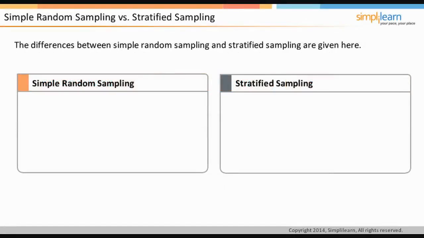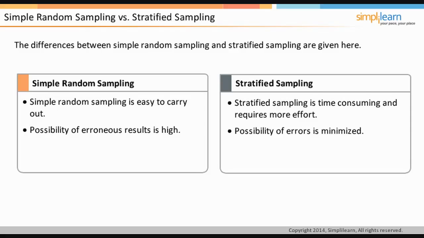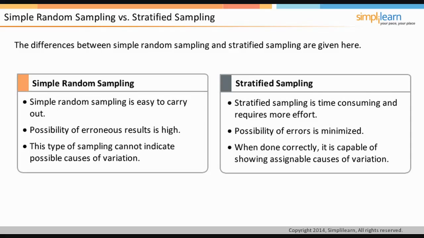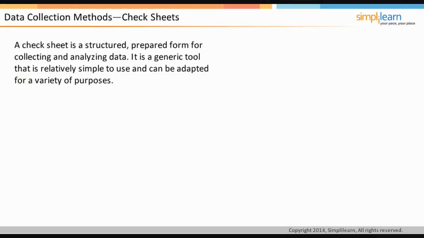In this screen, we will compare simple random sampling with stratified sampling. Simple random sampling is easy to do, while stratified sampling takes a lot of time. The possibility of simple random sampling giving erroneous results is very high, while stratified sampling minimizes the chances of error. Simple random sampling doesn't have the power to show possible causes of variation, while stratified sampling, if done correctly, will show assignable causes. In the next screen, we will look at the check sheet method of collecting data. The process of collecting data is expensive.